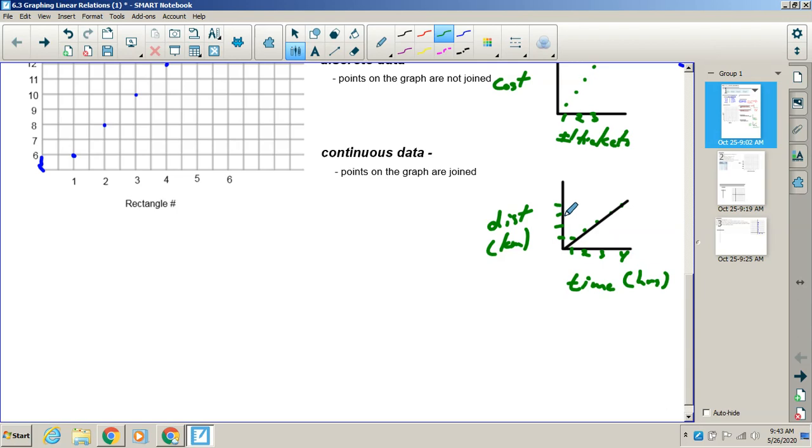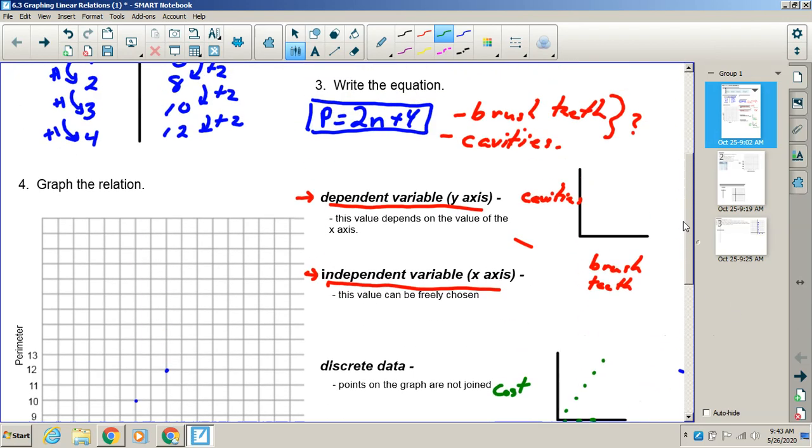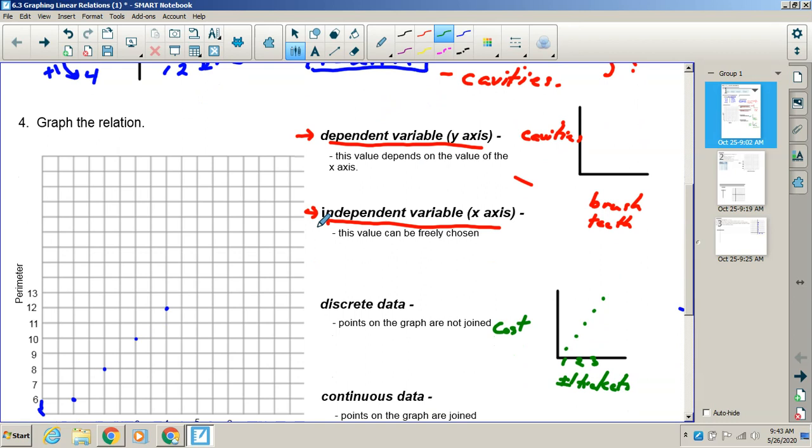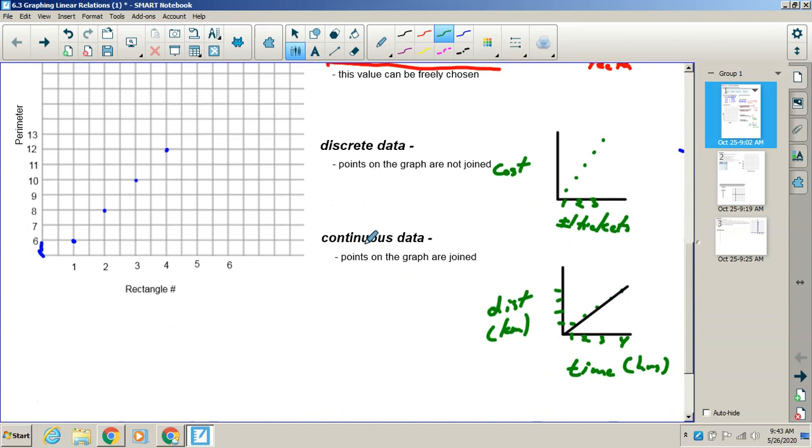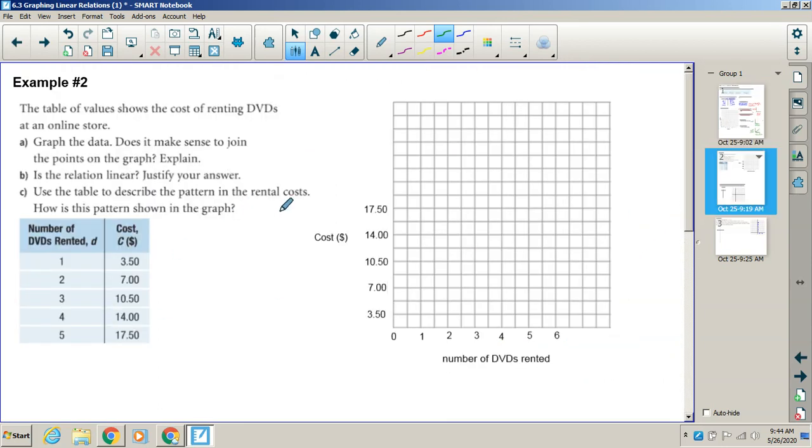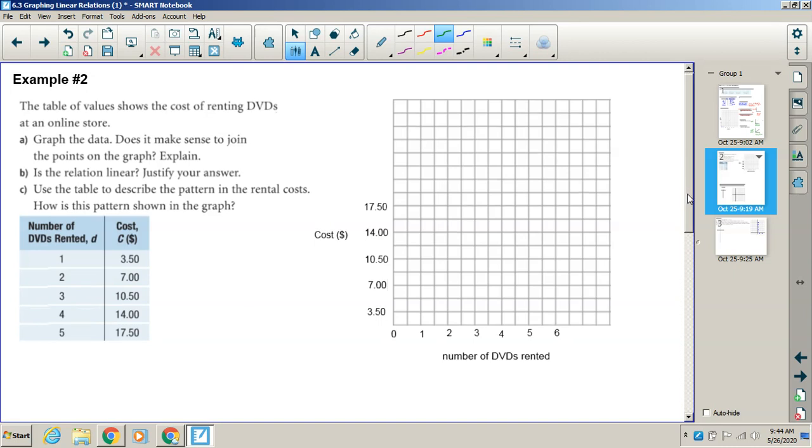So it's not something you have to memorize or anything. Just be aware that independent variables always go on the x-axis, dependent variables always go on the y-axis, and we do have discrete and continuous data. Discrete data, we do not join the points because there is no information in between. Continuous data, we do join the points because there is information in between. So just a couple things to be aware of when you are graphing linear relations.